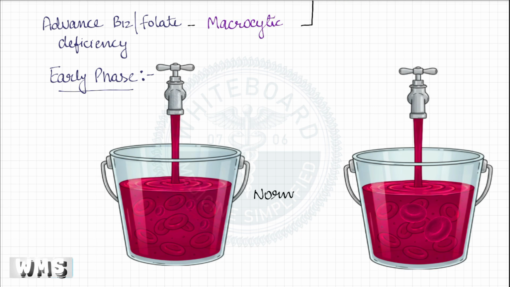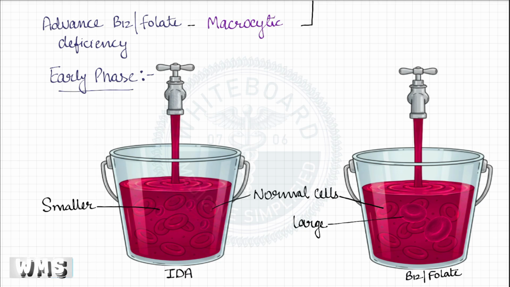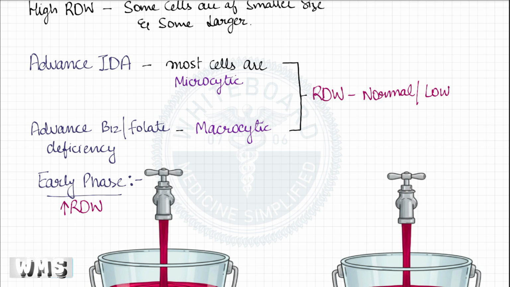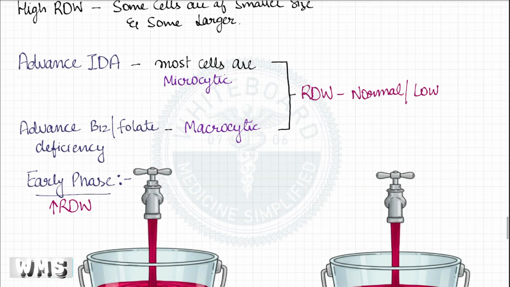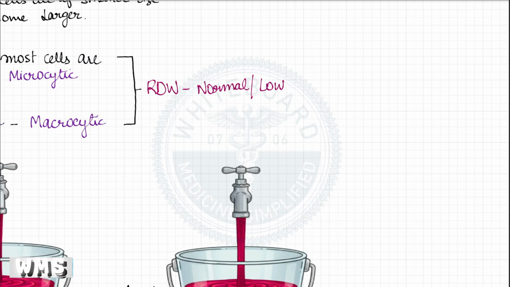Most RBCs are still normal in size, but newly produced cells begin to show abnormalities. That is, smaller cells in early iron deficiency and larger cells in early megaloblastic anemia. This mixture of normal plus abnormal cells increases size variation. So the RDW becomes high in the early stage. But in the late stage, all the cells become small or large. Hence the RDW is decreased or normal.